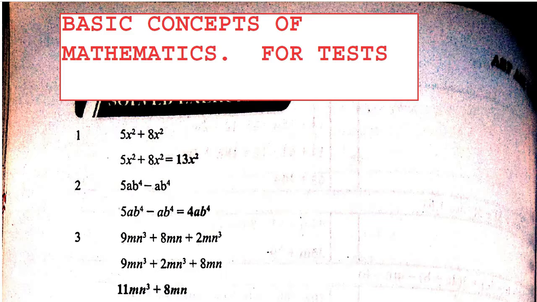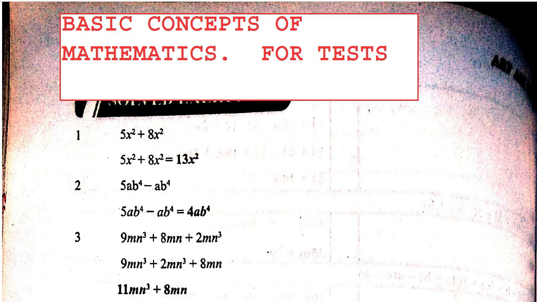These are simple concepts of mathematics, like this algebraic expression, 5x square plus 8x square. How do we solve this? Simply we will add these, because this is x square and similarly this is also x square. They have the same powers, so we can add these two numbers. After addition the answer will be 13x square.